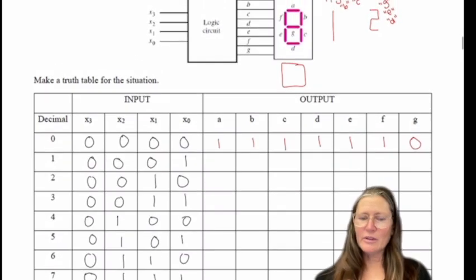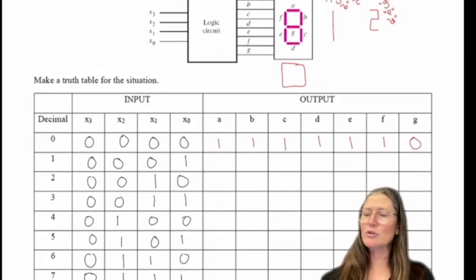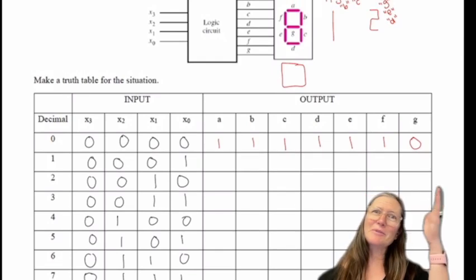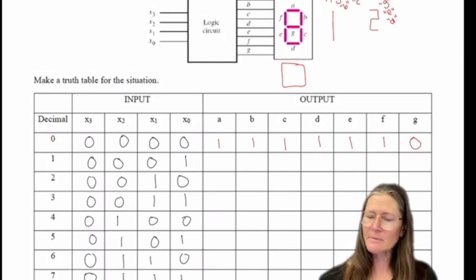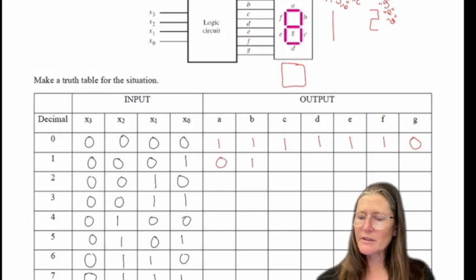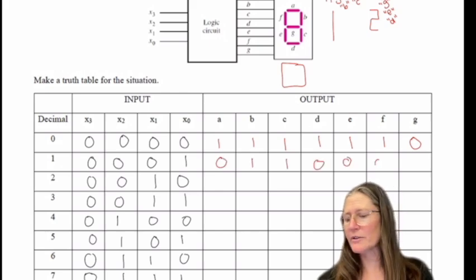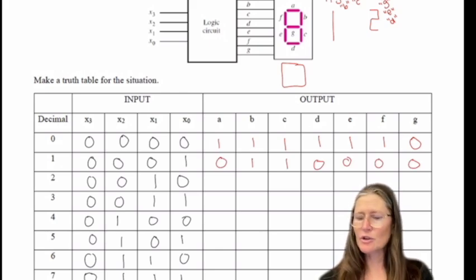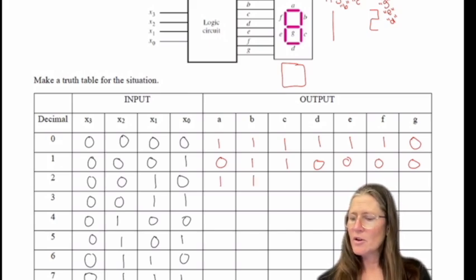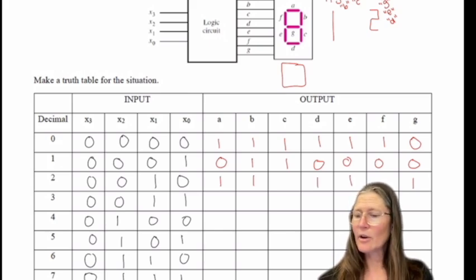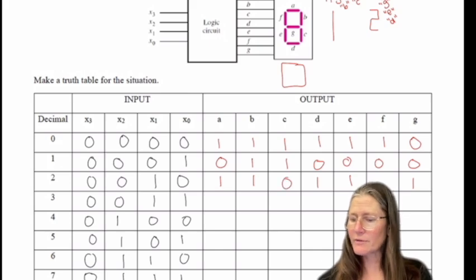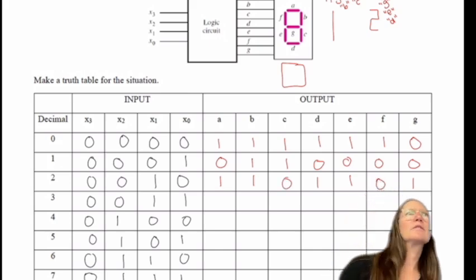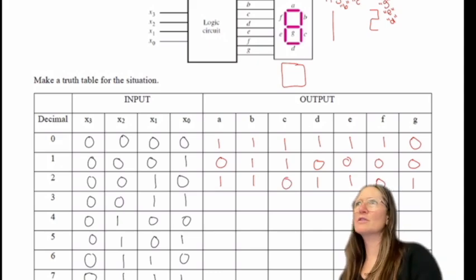And so I'll do 1 for you also. So I'm going to choose, trying to think which way does it light up usually, B and C. So that would be B and C would be 1, everything else would be a 0. And then for 2, I would need A, B, G, E, and D. And so C and F would be off. Okay, so keep working on that and fill in the rest of the table.